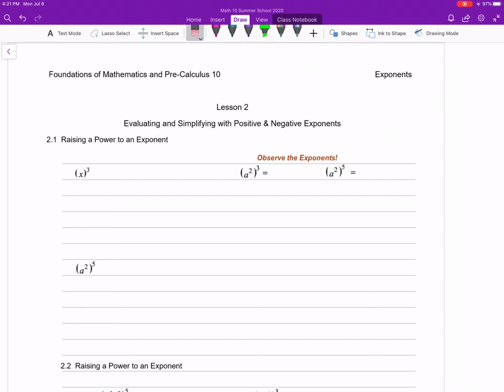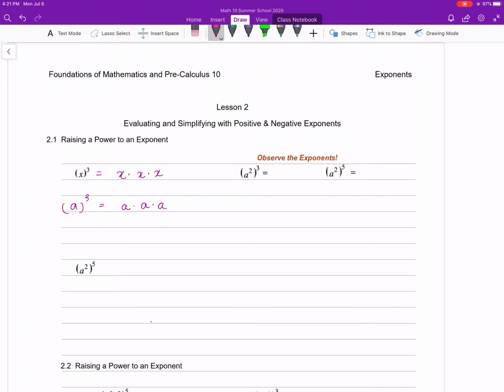So in this video, we'll be learning about evaluating and simplifying positive and negative exponents. Yesterday, we worked with some exponent laws. Today, we will be working with some more. So the first one is x cubed. How can we write x cubed? We can write it as x multiplied by x multiplied by x. Similarly, if you have another variable, it's a times a times a.